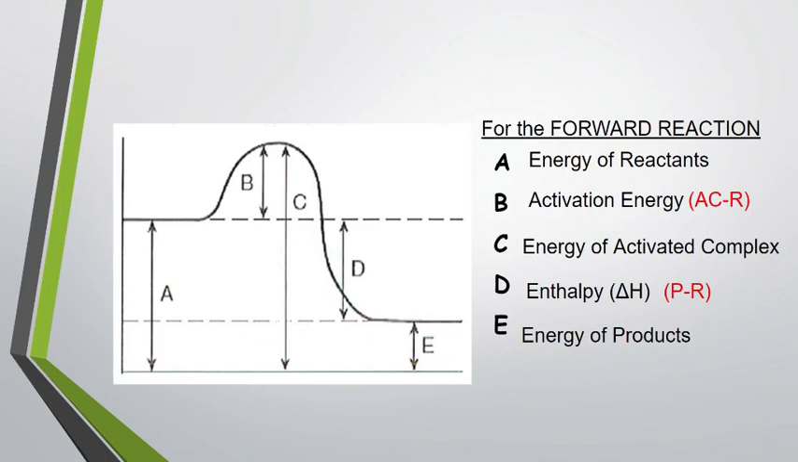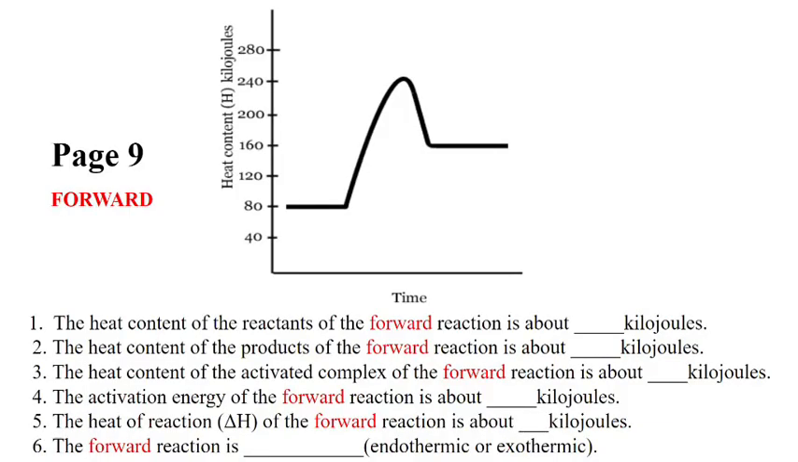So please take a second to write these down someplace on page 8 or 9, because you need to be able to find these key points. And this is exactly what we're going to be doing with the page 9 problems. So here on page 9, we're going to be talking about the forward reaction. I'm going to use red to remind ourselves that the reactants are at the far left of the forward reaction, products are at the right, and the activated complex is at the top.